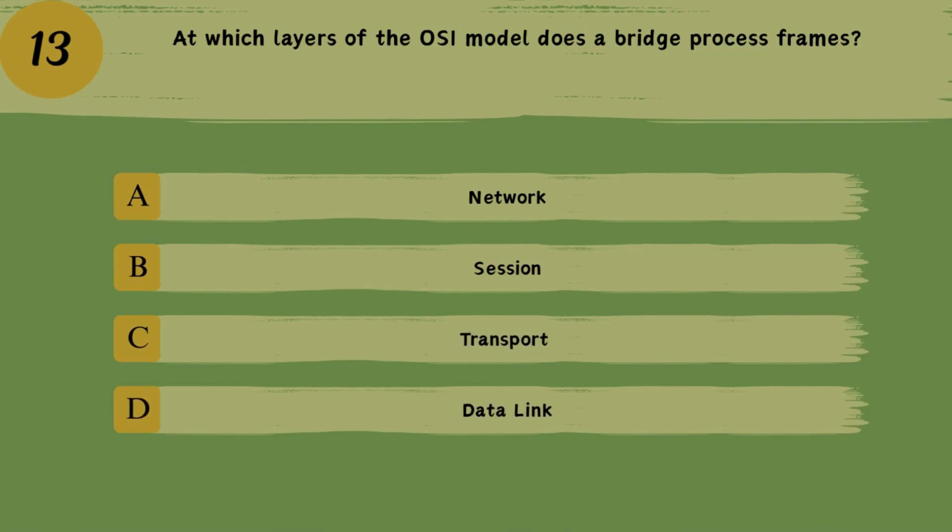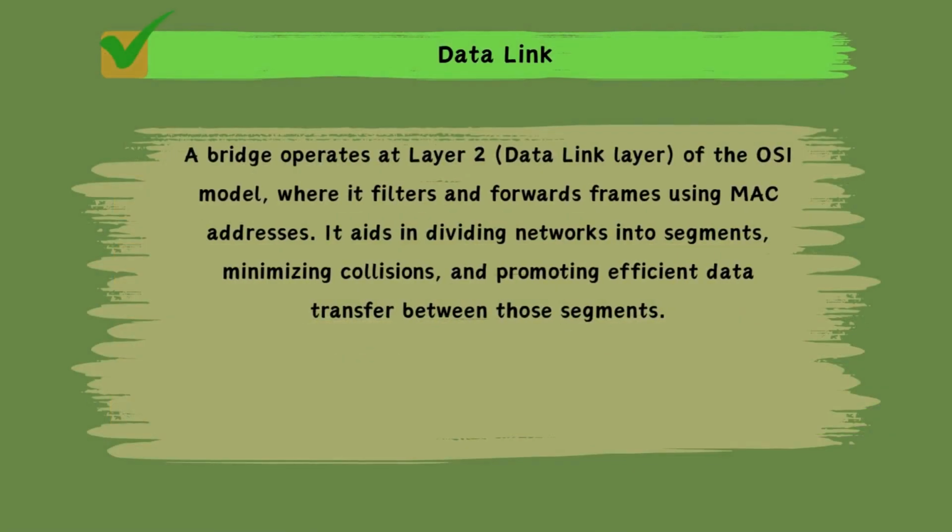Question 13. At which layers of the OSI model does a bridge process frames? A. Network, B. Session, C. Transport, D. Data link. Correct answer, D. Data link. A bridge operates at Layer 2, data link layer of the OSI model, where it filters and forwards frames using MAC addresses. It aids in dividing networks into segments, minimizing collisions, and promoting efficient data transfer between those segments.